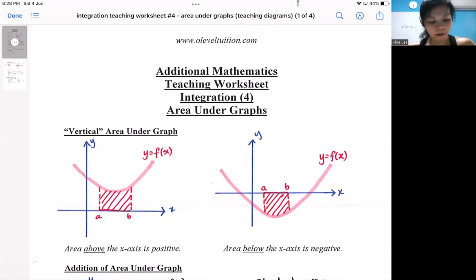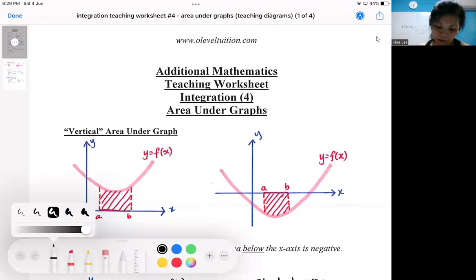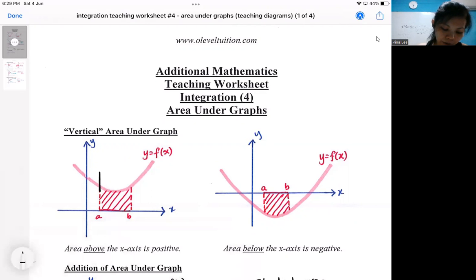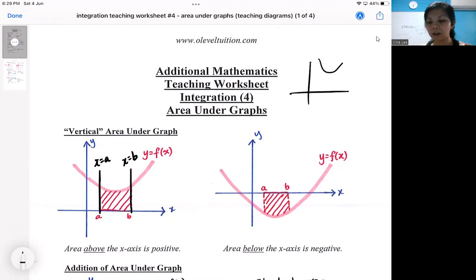I will always define area as vertical or horizontal. I will start by defining a vertical area first. My vertical areas are bounded by vertical lines. When I say vertical area, basically there is a curve and I'm looking at the area under the curve, but there is a boundary of a vertical line. It's like the wall in your house. So there are vertical walls and the area under the graph has to stop somewhere. It is not a never-ending kind of area.